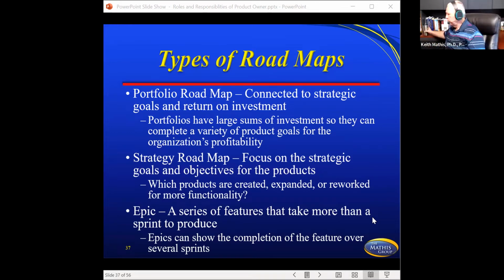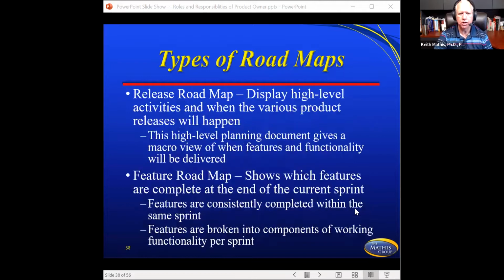Next is a strategy roadmap. It focuses on the strategic goals and objectives for the products: which products are created, expanded, or reworked for more functionality. Epics, you've heard of those. A series of features that take more than a sprint to produce, and that's what we were referring to earlier. It might take several sprints to produce every piece of that functionality.